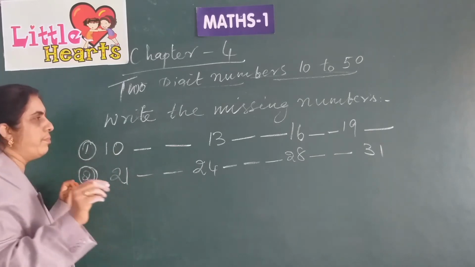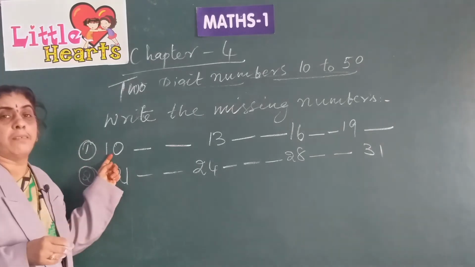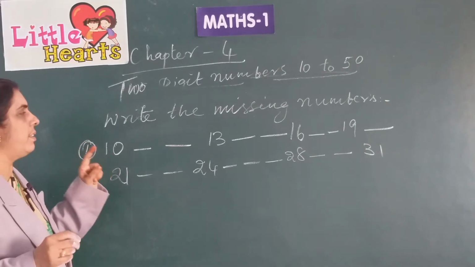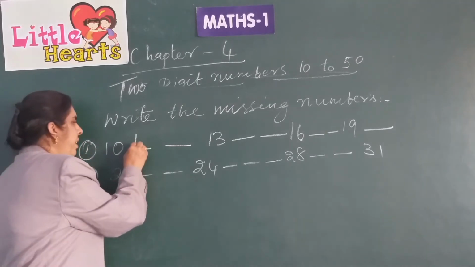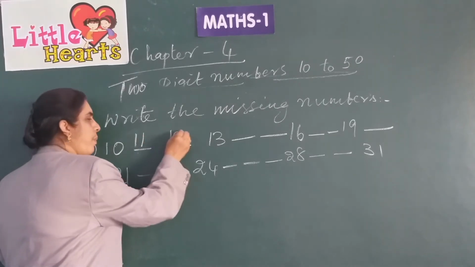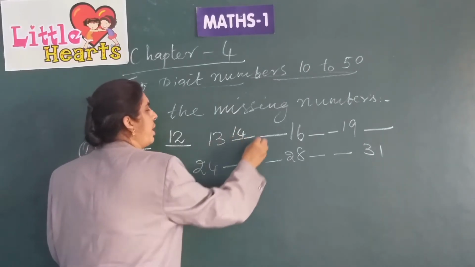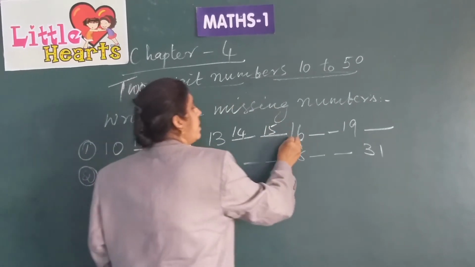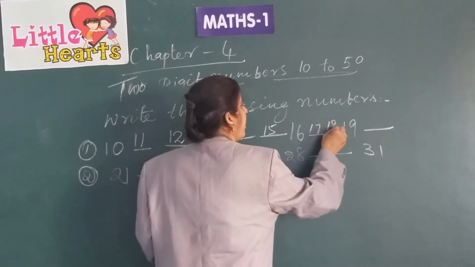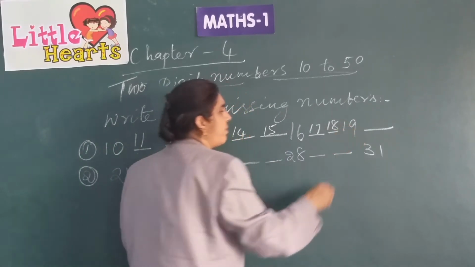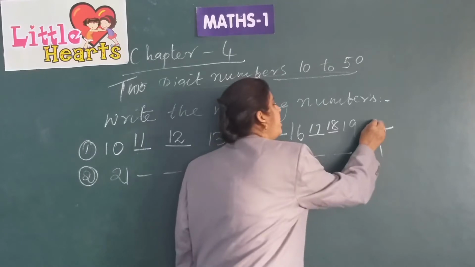So we shall write the missing numbers here. After 10 comes 11. Please learn the order first. 10, 11, 12, 13 is given. Next comes 14, 15, 16, 17, 18, 19. After 19 comes 20.